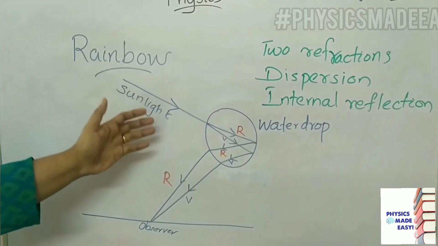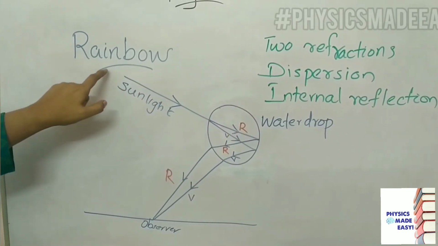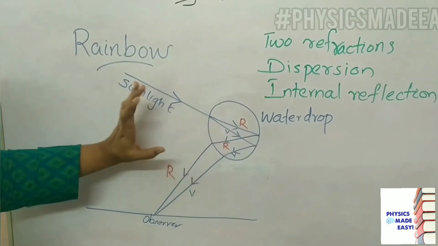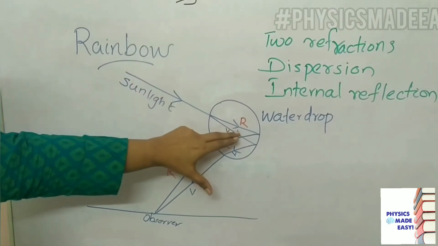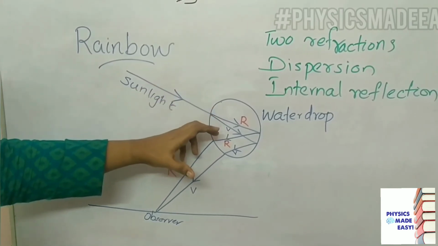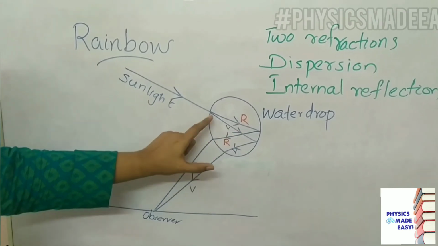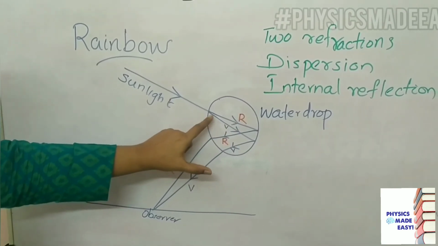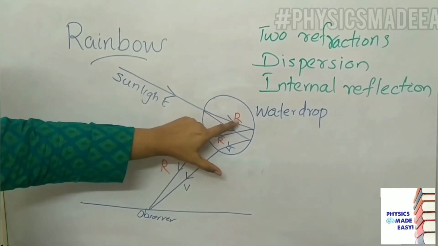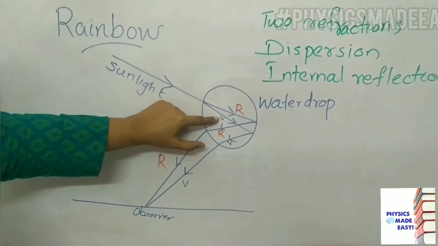Here you can see that diagram, one water drop. When the sunlight enters this water drop, from air to water drop, refraction is there. Then what will happen inside? The ray will split into 7 colors, dispersion there. Then you can see red and violet. For red color, least deviation, and for violet color most deviation.